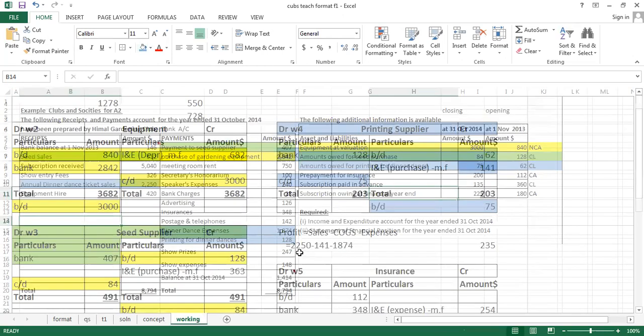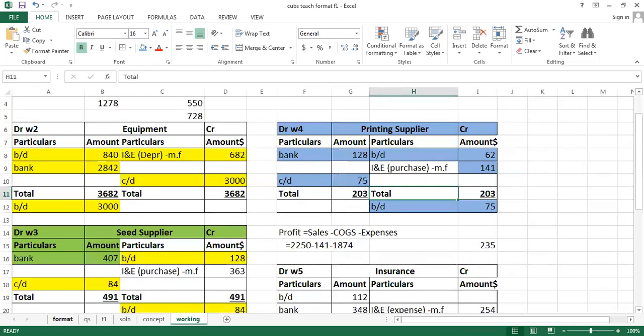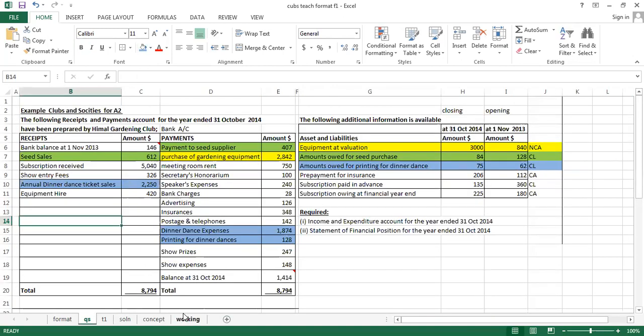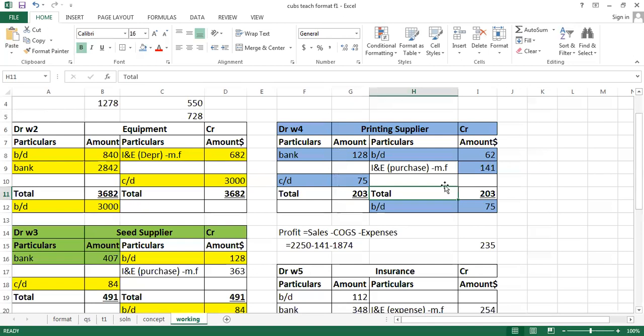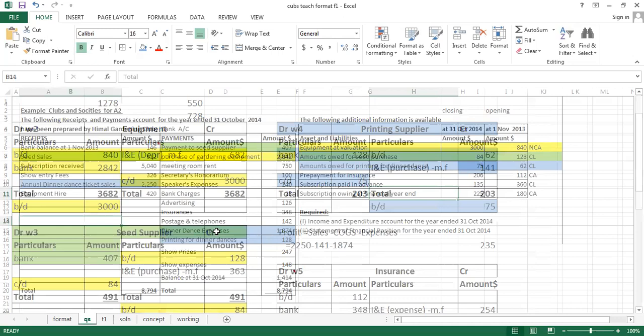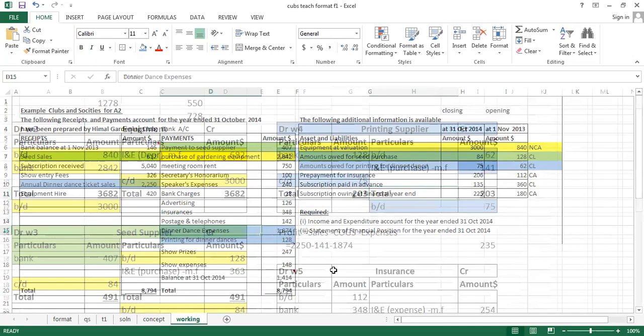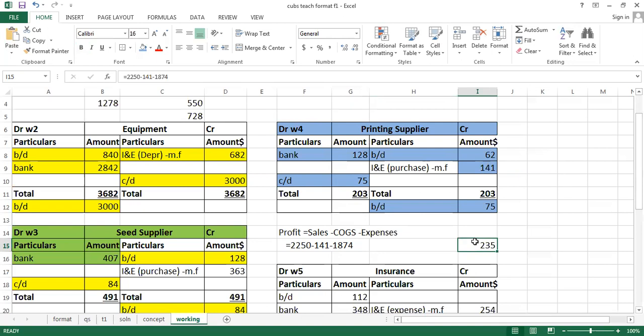First we place sales as 2250. You can see there 2250 again. Then less cost of goods sold means your purchase out here 141, because there's no opening stock, closing stock, carry forward. Whatever is the purchase, that's your cost of goods sold. Less expense. Expense is your dinner dance expense 174. So if you solve this part, you get a positive value, which is profit. If it was negative, you would write it as loss.